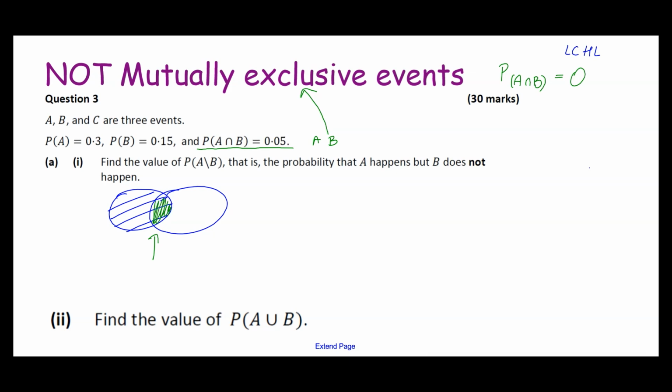That means from the whole probability of A, if we take away the common part between A and B, we are left with A less B. So in this case, the probability of A is 0.3 minus the common part 0.05. When we put that in the calculator, we get 0.25.